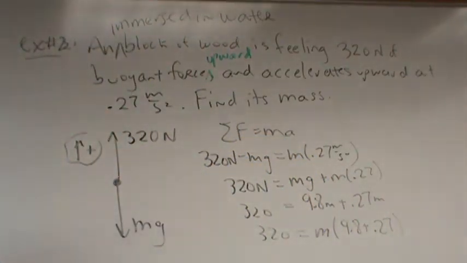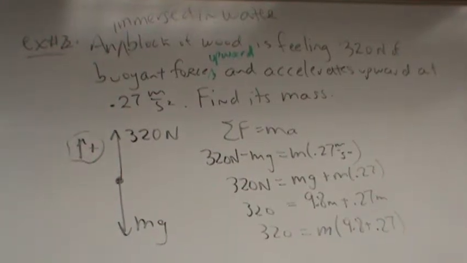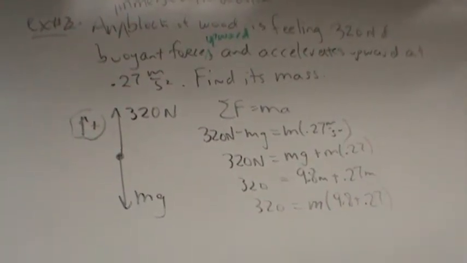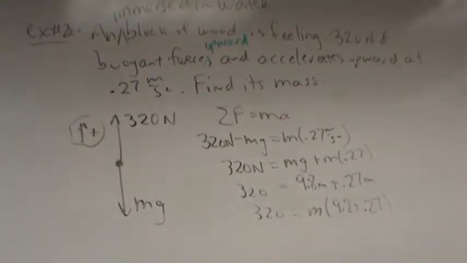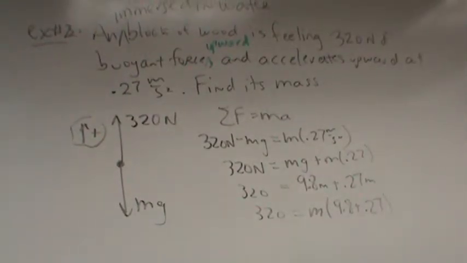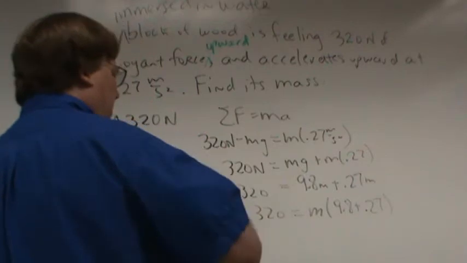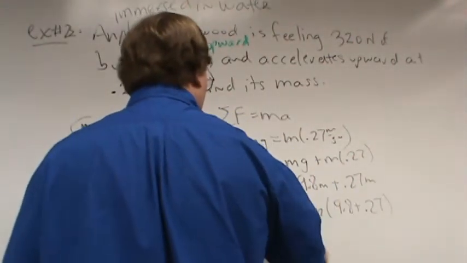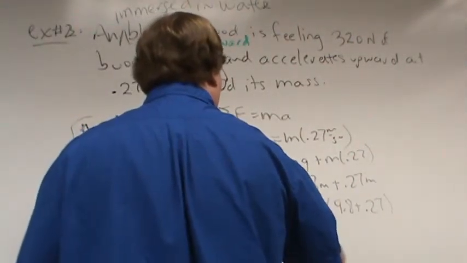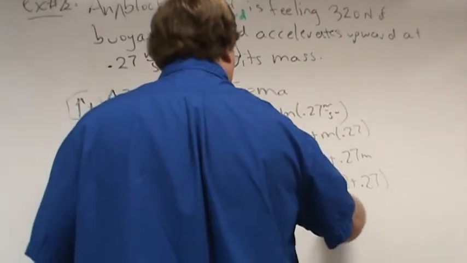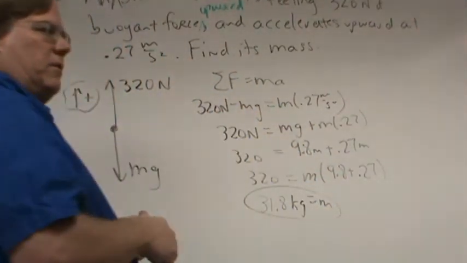And so now I'm going to divide both sides by 9.8 plus 0.27. Okay, I'm going to make this darker. So m equals 320 divided by the quantity 9.8 plus 0.27, which is 31.8 approximately. You guys okay with that?